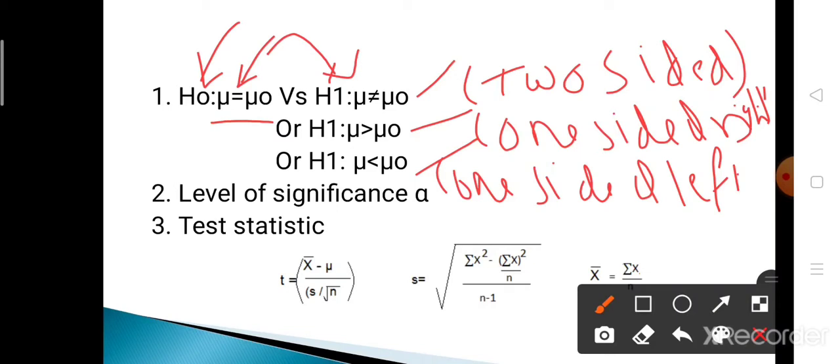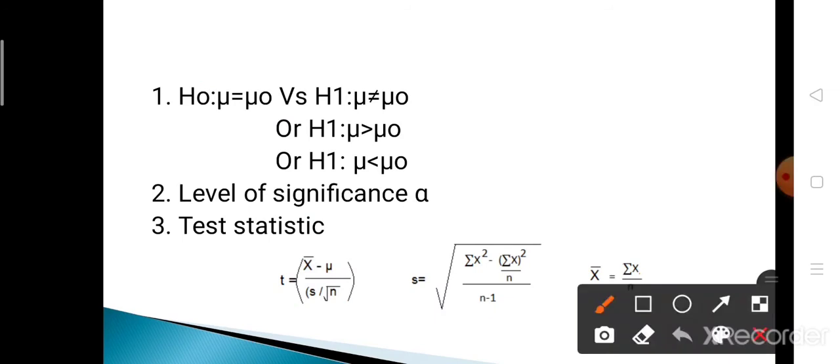Then the second step involved in the testing of hypothesis is specification of level of significance. Level of significance is denoted by alpha and it may be fixed at 1%, 5%, 10%, etc. Now the third step is the test statistic and its calculation. The given test is the t-test, so the formula for calculating the test statistic is T equals x bar minus mu divided by s upon root n, where x bar is the sample mean, mu is the population mean, s is the sample standard deviation, and n is the sample size. What is the formula for calculating the test statistic for the Z test?